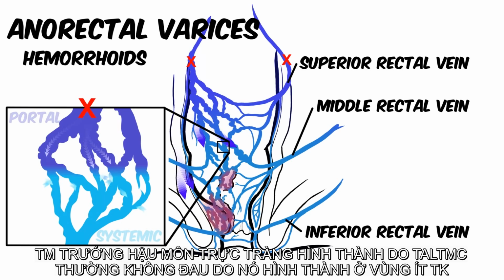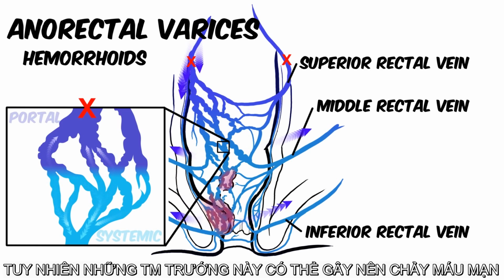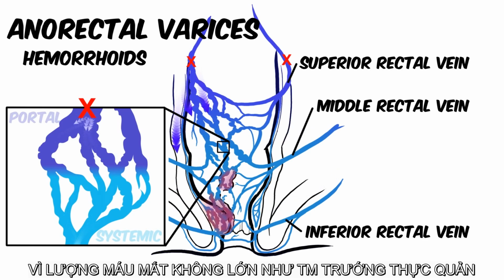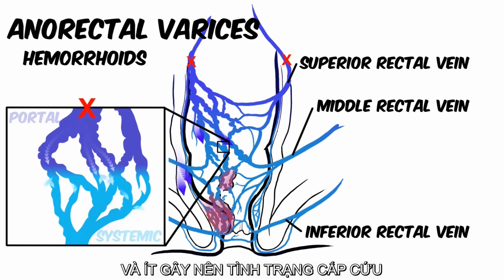Anorectal varices resulting from portal hypertension are not usually painful, since they most often occur in areas with visceral innervation. However, these varices can be the source of chronic bleeding, though the volume of blood loss is not as dramatic as that associated with esophageal varices, and it is unlikely to represent a medical emergency.